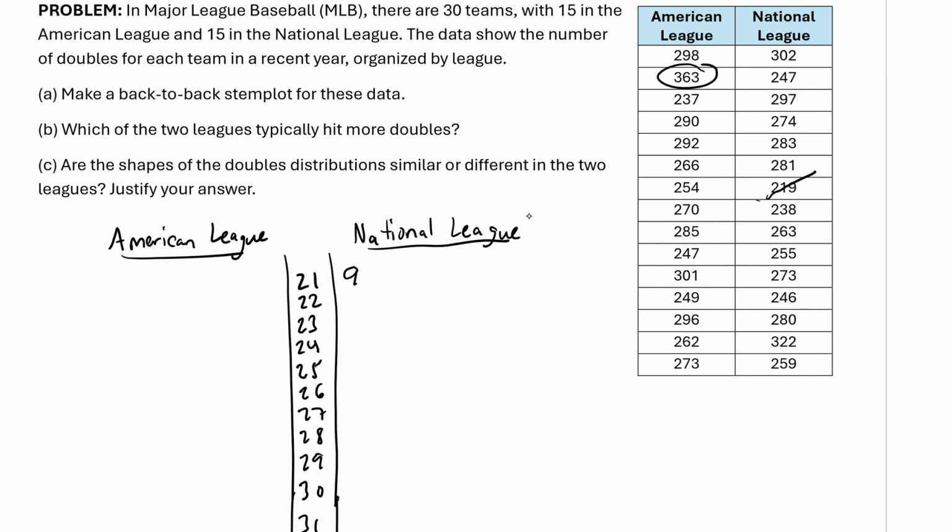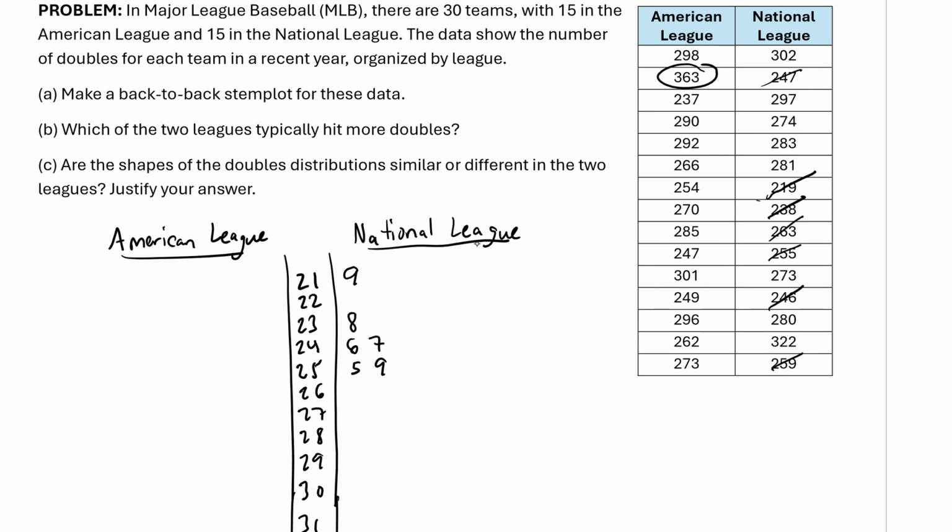Do we have any 22s here? No stems of 22s, but we do have a stem of 23 with a leaf of 8. Any other 23s? No. So we got 238. Now, do we have any 24s? We do have a 24 stem with a 6 leaf. There is also a 24 with a leaf of 7, so we do it from left to right, smallest to largest. Any 25s? There is a 25 with a leaf of 5, and a 25 with a leaf of 9, so 5, 9. And then we're going to 26.